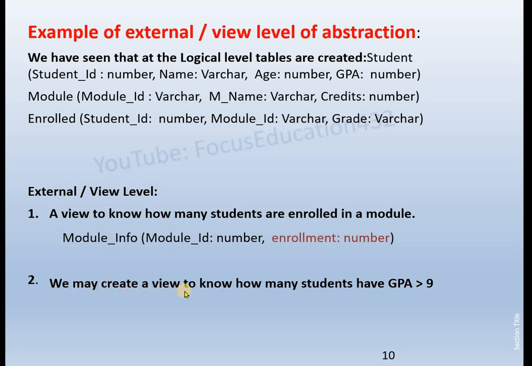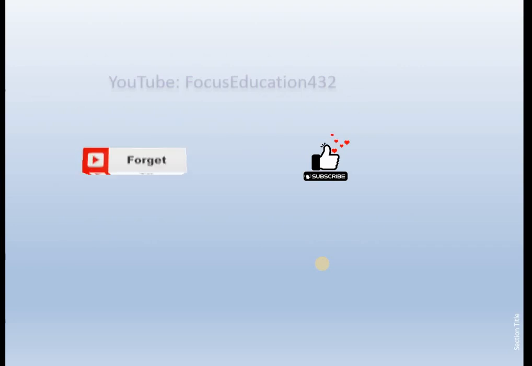Another example: we may create a view to know how many students have a GPA greater than 9. Here we have the GPA information, but it does not tell how many students have a GPA of more than 9. Simply we create a view, and that access will be given to someone who needs this information. So all other complexities are hidden. He can simply access this view. This is a very powerful feature of the database system. It hides all the complexities and difficulties from the users.